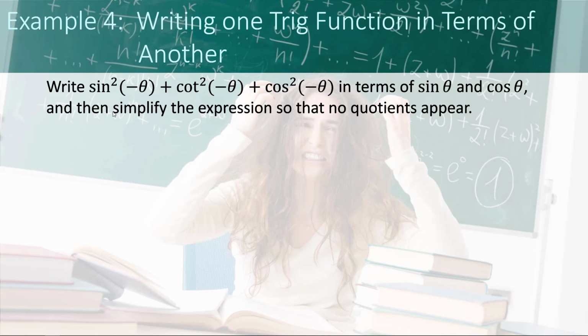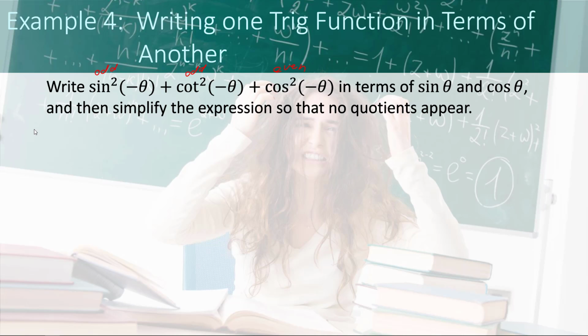In this particular example, it's probably best to use the identities because we have these negative angles that we have to resolve, and we need to use the odd-even identities to do that. Now notice here that sine is odd. So sine of negative theta is going to be equal to negative sine theta. Cotangent is also odd, so cotangent of negative theta is going to be equal to negative cotangent of theta. But cosine is even, so cosine of negative theta is going to be equal to cosine of theta.